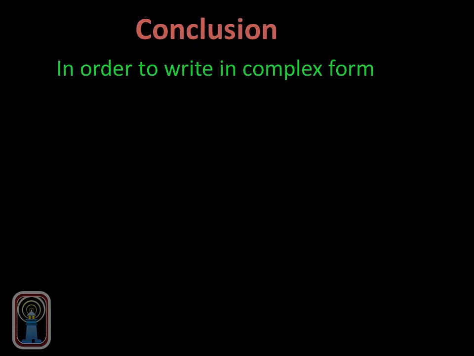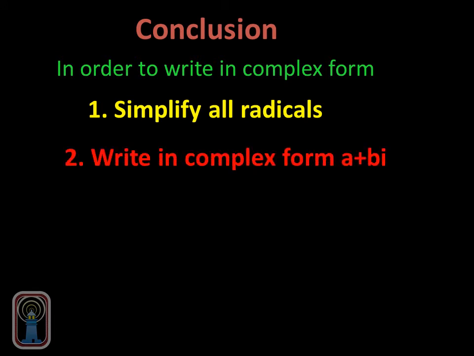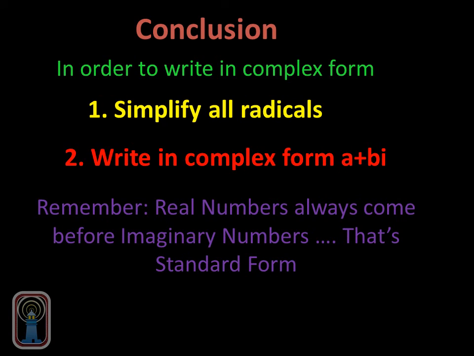In conclusion, in order to write in complex number form, we must simplify all radicals, then make sure it is written in complex number form, a plus bi, where a is the real number and bi is the imaginary number. Remember, real numbers always come before imaginary numbers. That's standard form. I hope this video helped you understand complex number form.